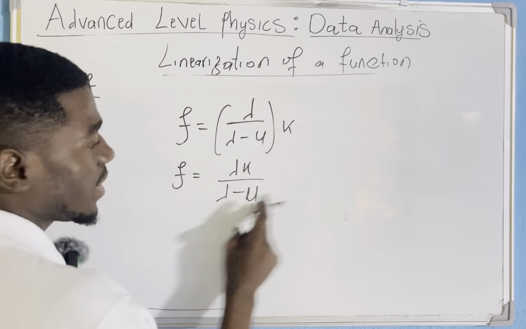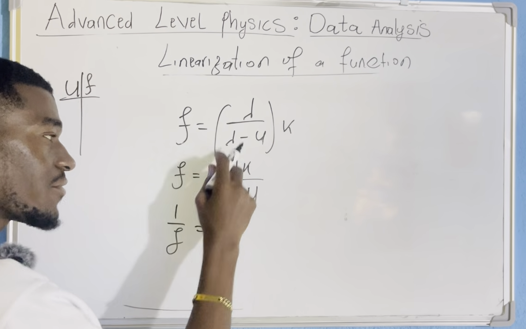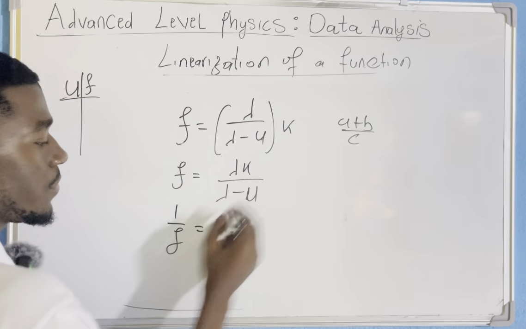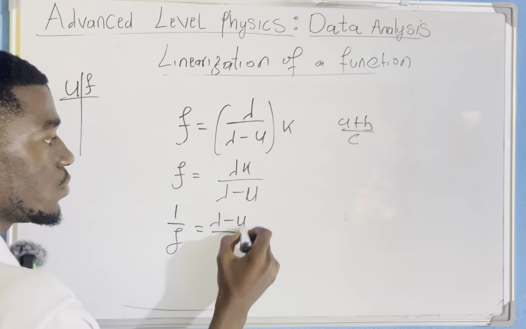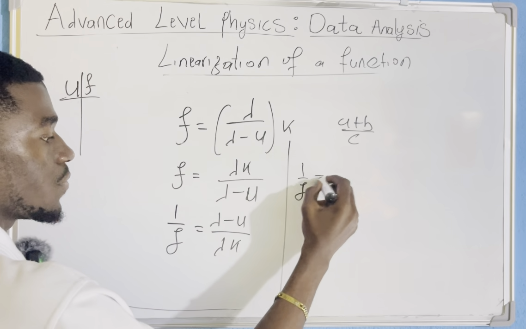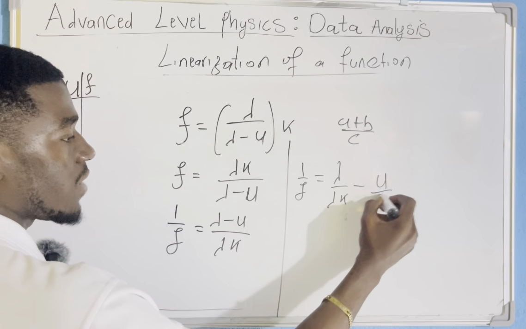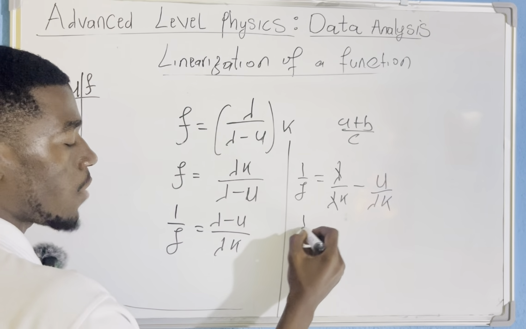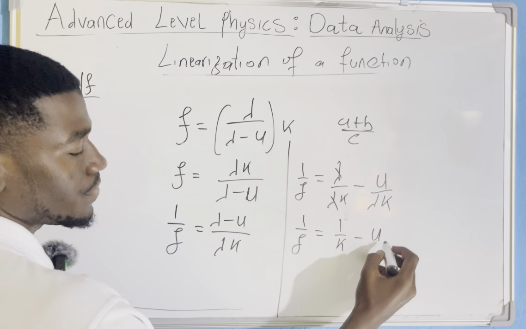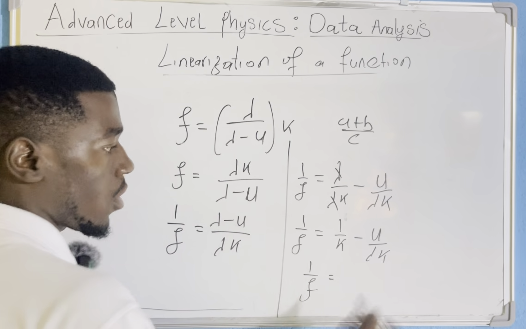Okay. Now from here, can I split this into 2? No. It means I should do the reciprocal. Anytime you have a fraction that you cannot split into 2 fractions, you should do the reciprocal so that it is in this form. So I will have lambda minus u all over lambda k. So you see that you have 1 over f equals lambda all over lambda k minus u all over lambda k. Lambda cancels here. I will have 1 over f equals 1 all over k minus u all over lambda k. By rearranging, I will come out with the linearization.